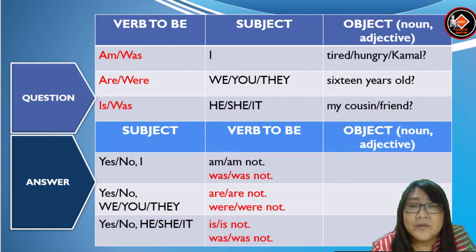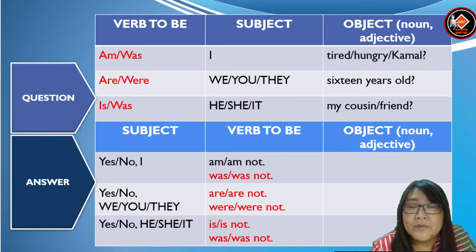And then for the answer, let's go back to the normal structure where you have the subject, verb to be, and the object. So you can say yes or no, I am. Or yes, I am, no, I am not. Then you can use the past simple also. Yes, I was. No, I wasn't or was not.